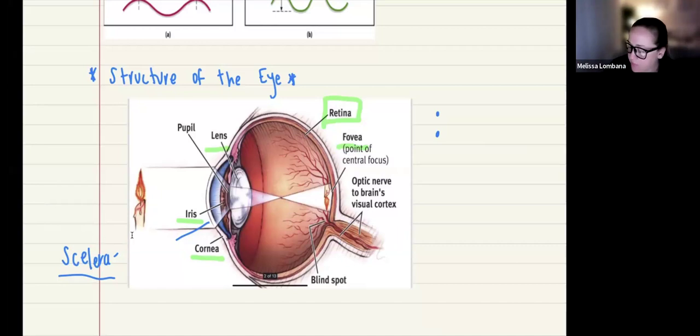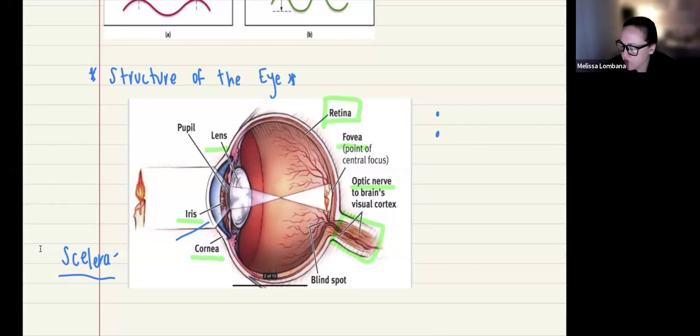Now, you have the optic nerve here, and the optic nerve is what carries the neural impulses from the eye to the brain. From there, it goes to the thalamus. The thalamus is the relay station, and it sends it to the part of the brain, which is usually the occipital lobe, to process what we just saw.